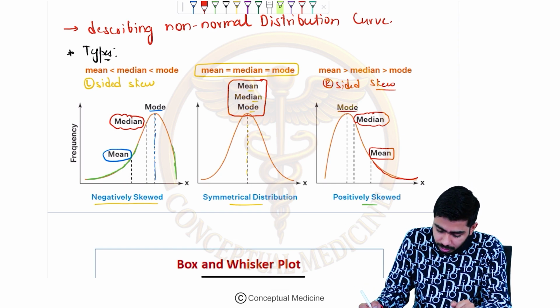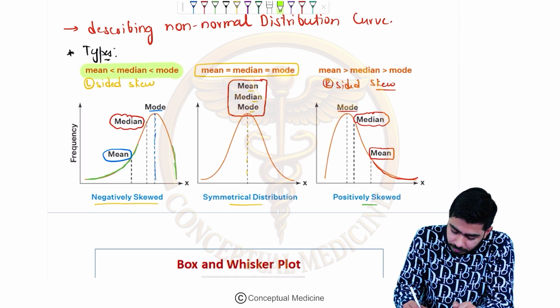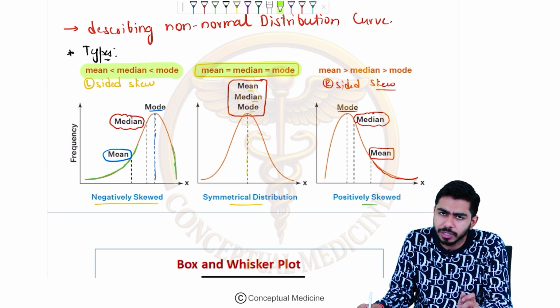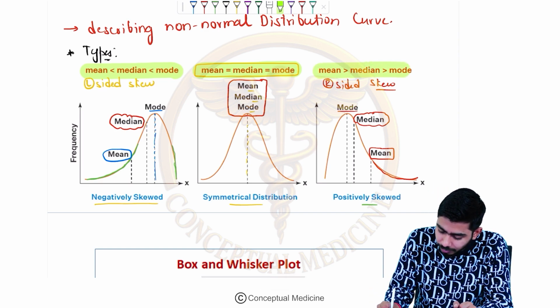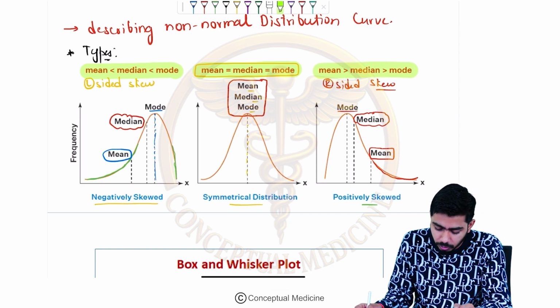So over here, sometimes they ask us this particular thing which I am highlighting. Mean, median and mode will be equal in the normal distribution curve or the symmetrical curve, that is fine. But what will happen in the left or right sided skew? Non-normal distribution curve, right? Because that is not normal. So in those cases, what will be the answer?